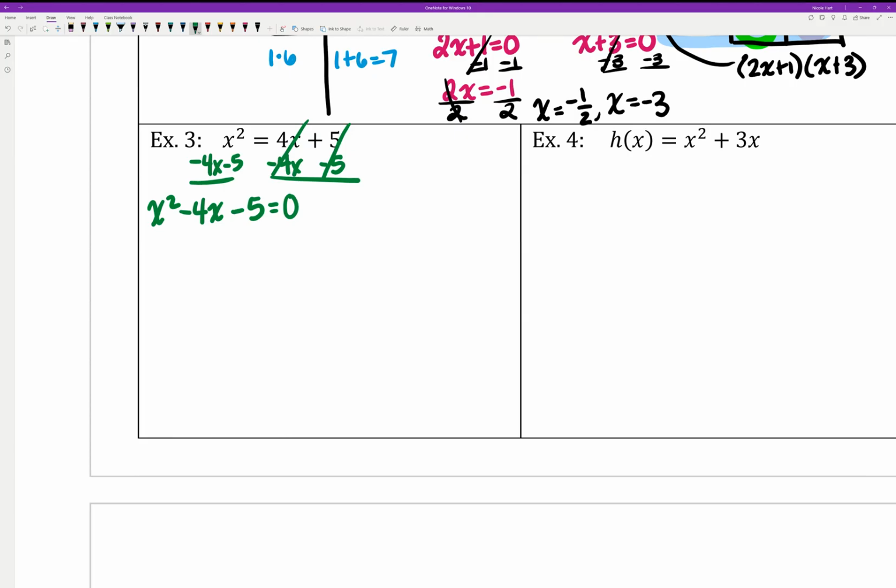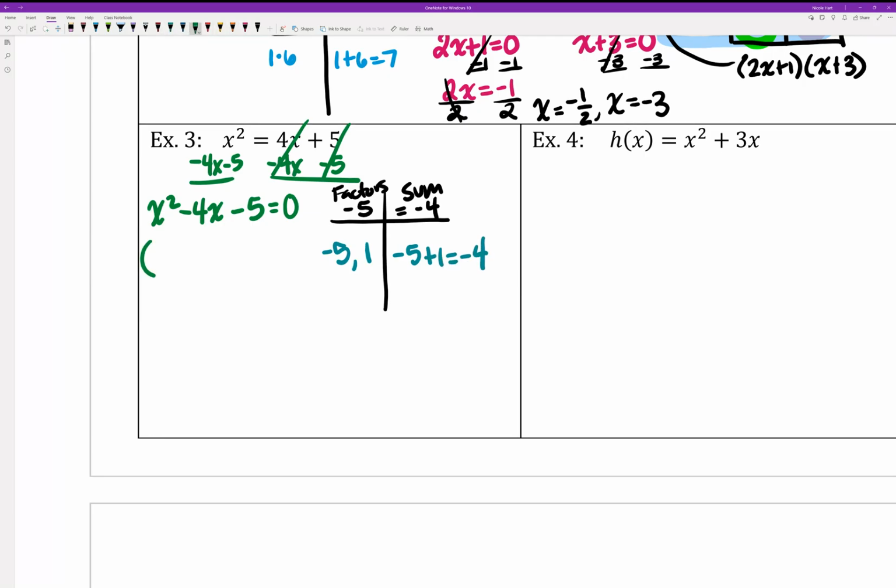Now to factor this, we need to find terms that multiply to equal the negative 5. So factors of negative 5 that have a sum equal to negative 4. So they add together to equal negative 4. Since they multiply to be negative, one of them has to be positive and one of them has to be negative. And 5 doesn't have very many factors. It only has the factors of 1 and 5. So we can determine that our factors are going to be negative 5 and a positive 1, because negative 5 plus 1 is going to give us that sum of negative 4.